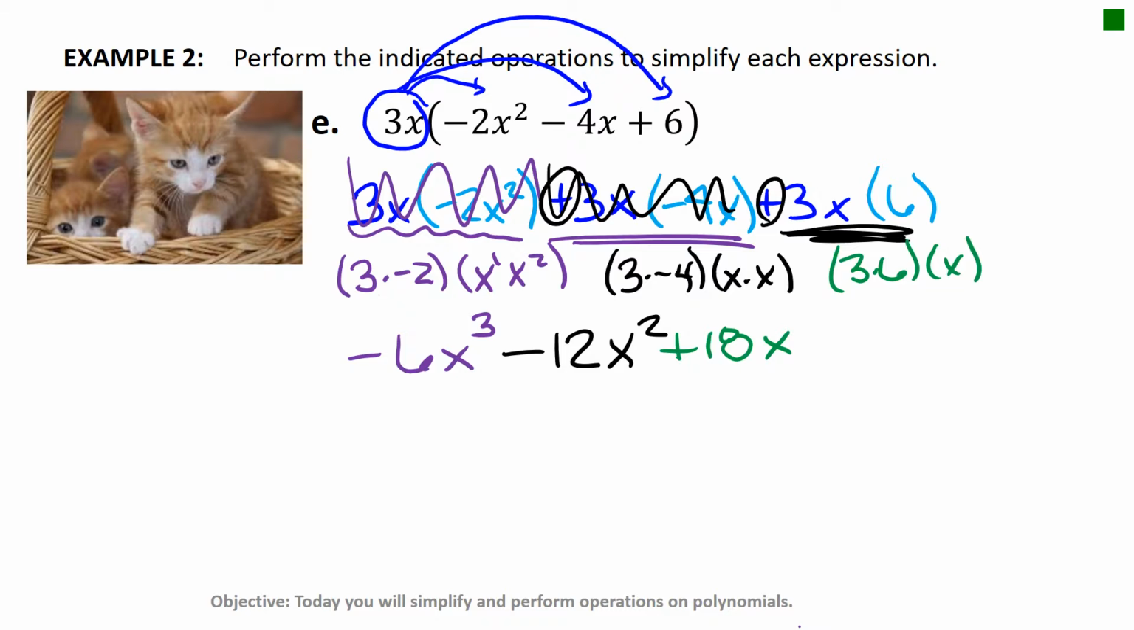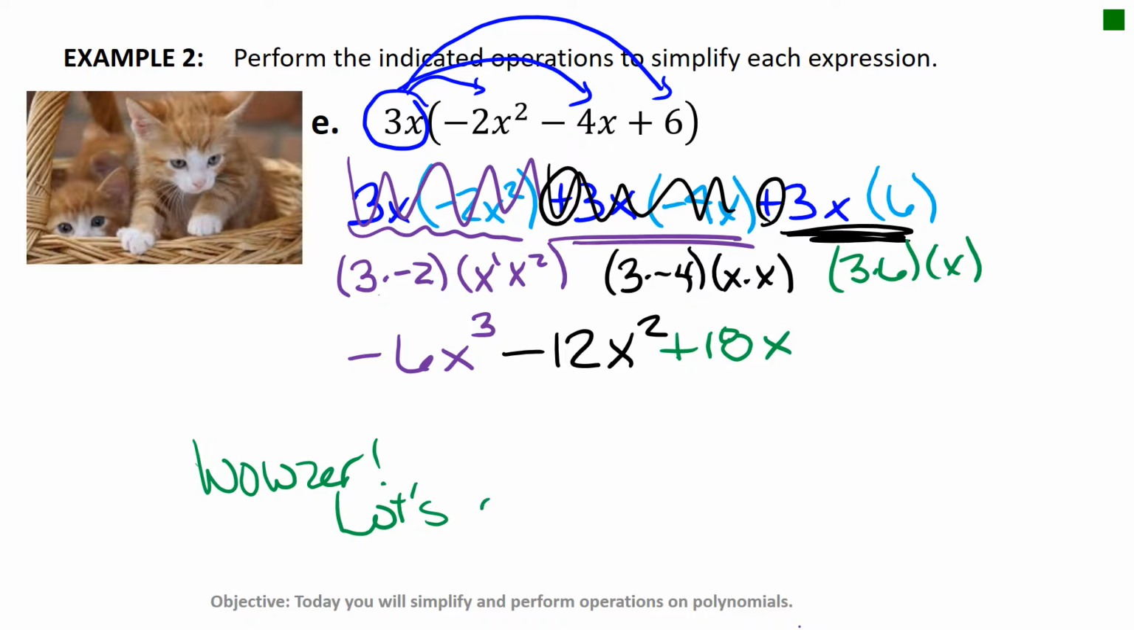So you know how to distribute. You've done stuff like this before, 2x squared plus 5, when you just multiply the coefficients. This time you have to multiply the coefficients and add the exponents. So the secret word is wowzer.